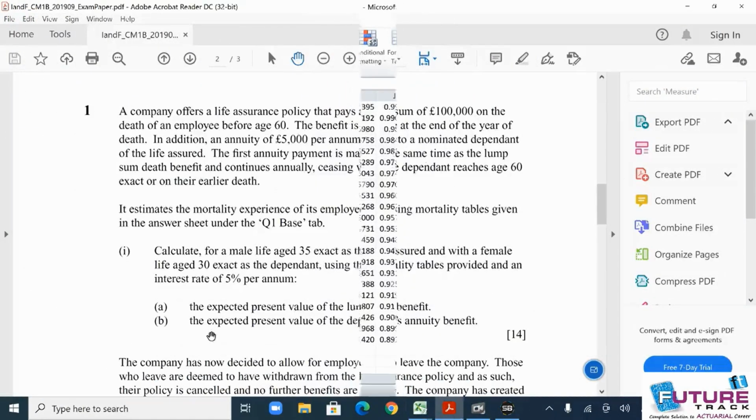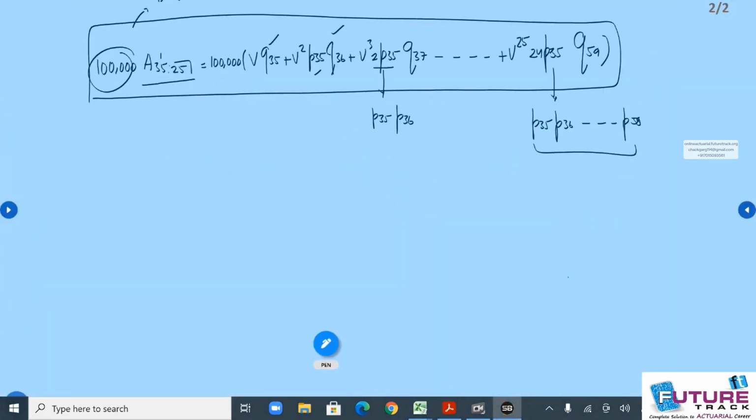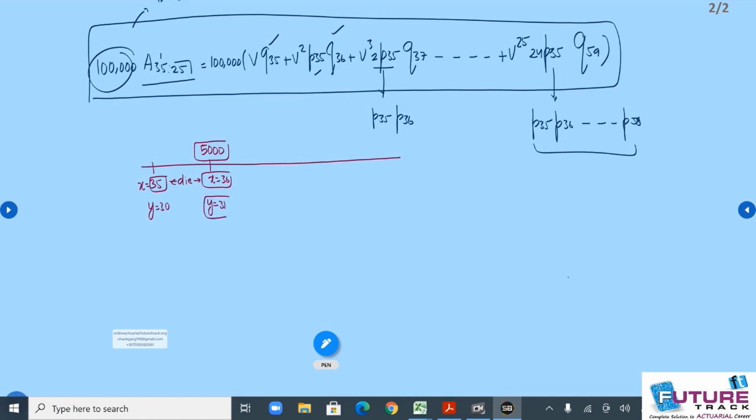Fine. Class, next part is we have to find the expected present value of the dependent annuity benefit as well. So class, the dependent annuity of 5,000 is given at the same point when the person dies. Let's see how to find that annuity benefit. Class, first scenario: a life aged x dies between 35 to 36, right? So if the life dies between 35 to 36, that means the annuity will be received from age 31. Current age is 30. In the next year, it becomes 31. From 31, the female will start getting an annuity of 5,000.